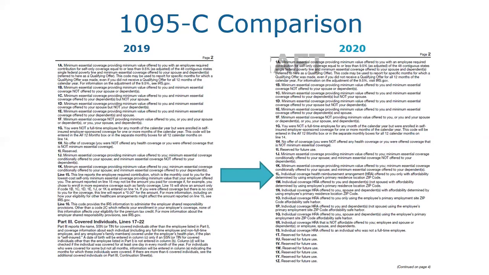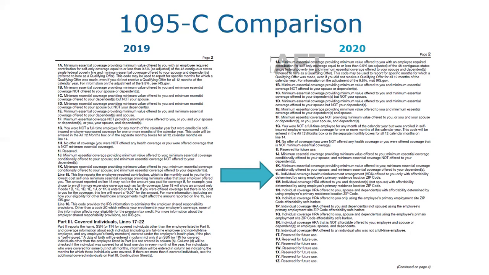Now, codes 1L through 1R have to do with individual coverage HRAs. When an employer chooses to use an individual coverage HRA as opposed to an actual benefit plan, the IRS now is looking for proper reporting on these items. More details will come in the future regarding determining affordability and coding for these individual HRAs.